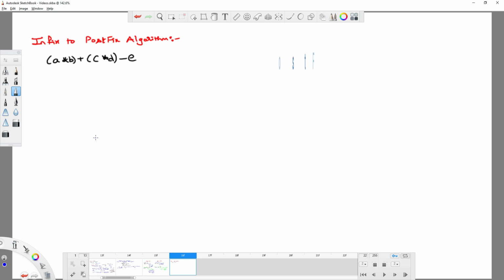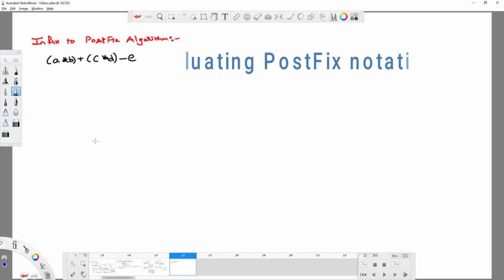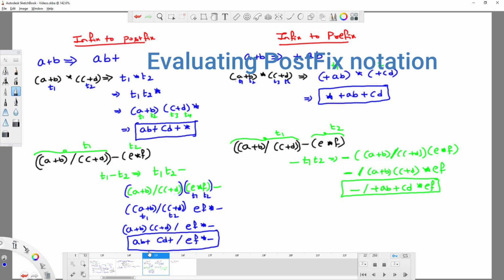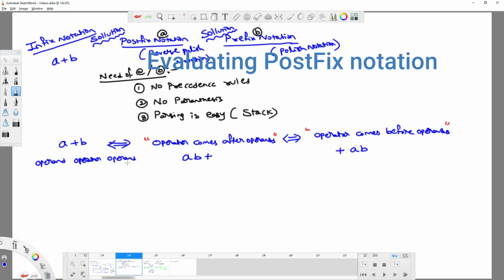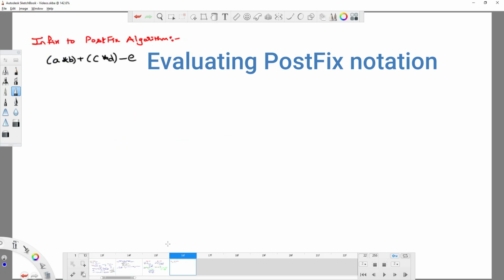Hi everyone, in this video we'll see the algorithm for converting infix to postfix notation. In the previous video we have seen the manual approach to convert infix to postfix as well as infix to prefix notations. And in the earlier videos we have seen the advantages of moving to postfix and prefix notation. So what are the advantages of it? There won't be any precedence rules, no parentheses, and parsing will be easy. All those advantages we'll look into in this video.